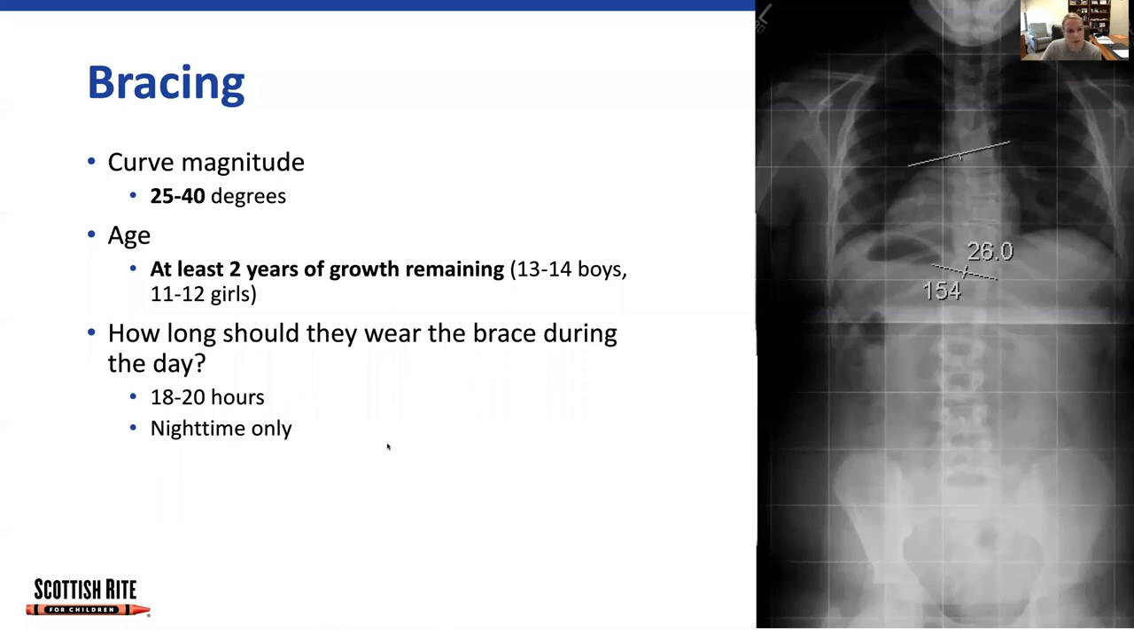So short of surgery, for patients with curves between 25 and 40 degrees, we would recommend bracing. This is only in patients who have 2 years of growth remaining. So that's about 13 is the oldest in boys and about 11 or 12 in girls. And we recommend that they wear their brace either full-time, so 18 to 20 hours a day, or just at nighttime. And that really depends on the curve type and how flexible we think it is.